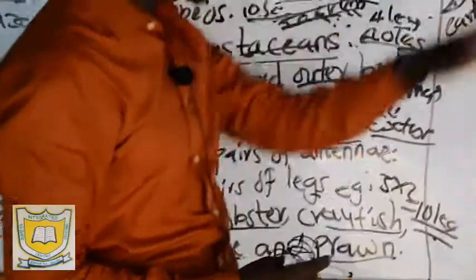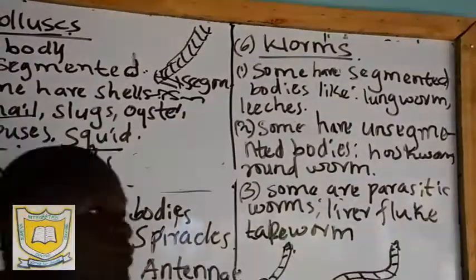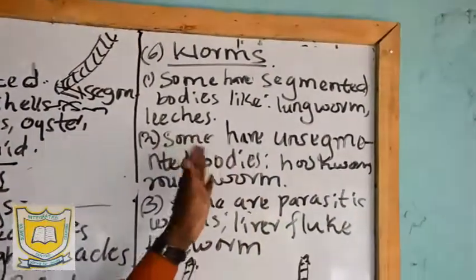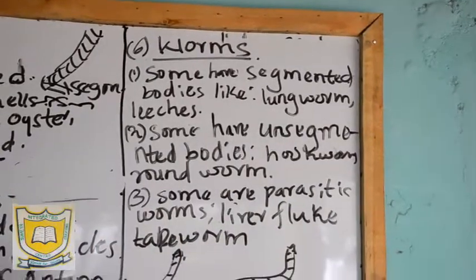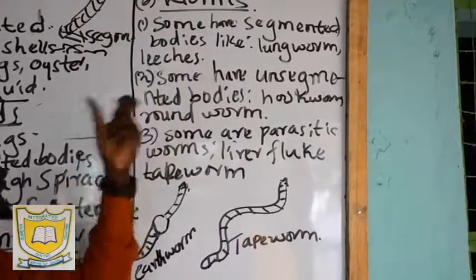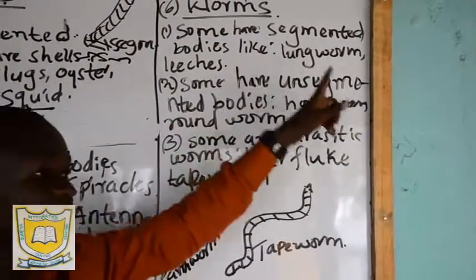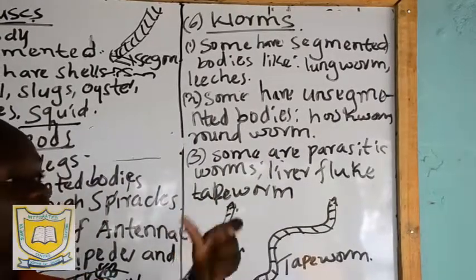The last bit of today, that is the last group of invertebrates, we are going to talk about worms, and all of you understand about worms. Now, these worms are grouped in different ways according to their characteristics. We can group these worms as those that have segments, those that lack segments, and those that are parasitic.